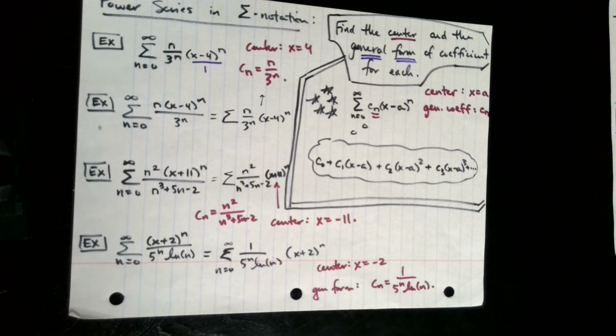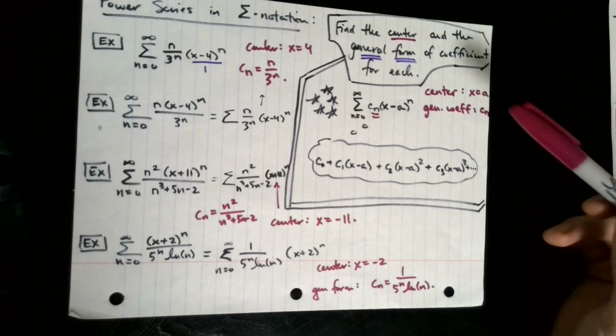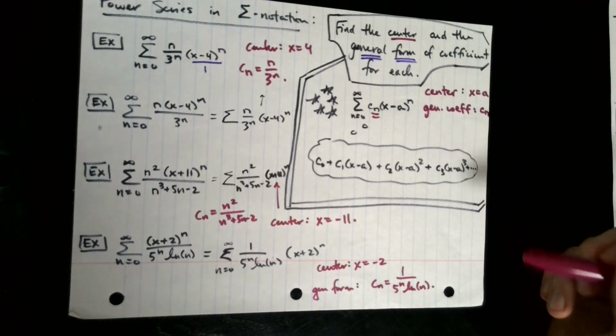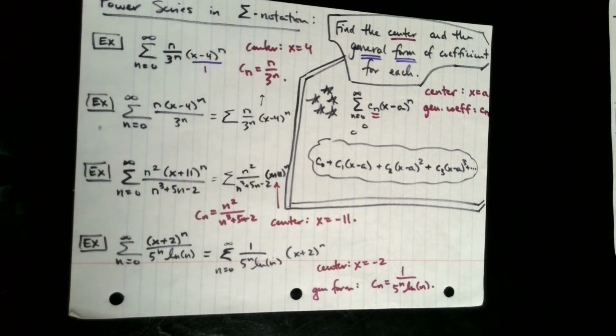And so, there you have it. You know what a power series is. It's a polynomial that is of infinite degree, in effect. There is a center, a value for x, that wipes away all the terms greater than degree 0. And the general form of the coefficient is just that coefficient that's parked in front of the power of x.